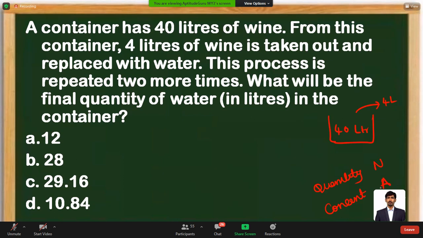So now here from 40 liters, 4 liters is removed. It is 4 by 40, 1 by 10, and replaced with water. That means 10% of water is available out of the total. So 10% of water. Second time also same thing, 90% and 90%.